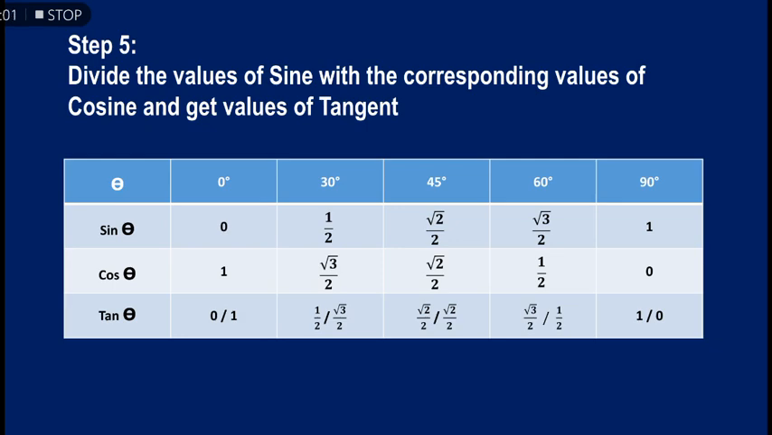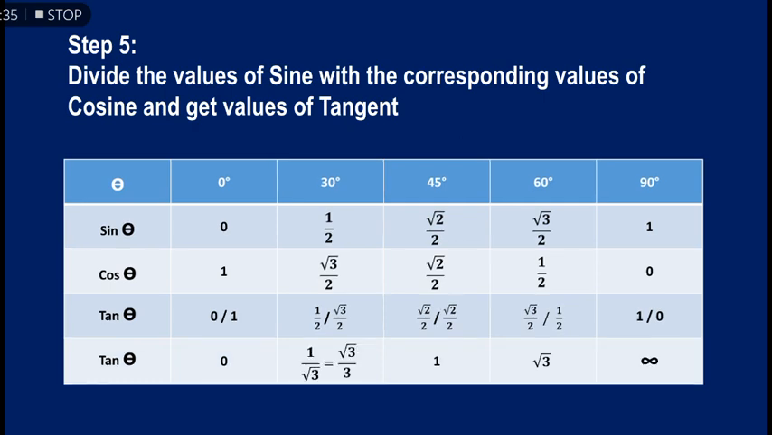That is, as sine of 0 degree is 0 and cos of 0 degree is 1, so tan of 0 degree is 0 by 1. Similarly, tan of 30 degrees is equal to 1 by 2 divided by half of square root of 3. Tan of 45 degrees is equal to half of square root of 2 divided by half of square root of 2. Tan of 60 degrees is half of square root of 3 divided by 1 by 2. And tan of 90 degrees is 1 divided by 0.